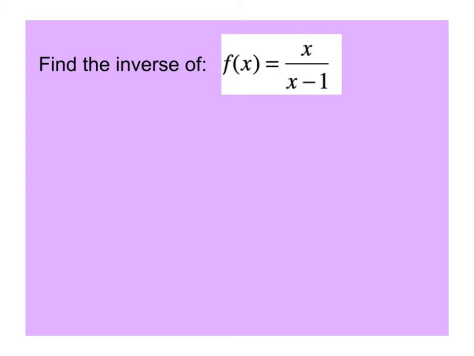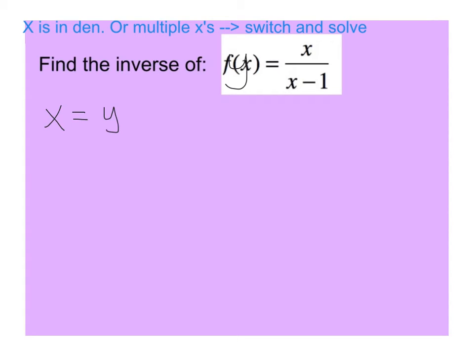So we're going to start by changing our f of x to a y, just to make it a little bit easier to not have to rewrite the whole thing. And then the first step in switch and solve is switching your variables. So the y is going to become an x, and the x is going to become a y.